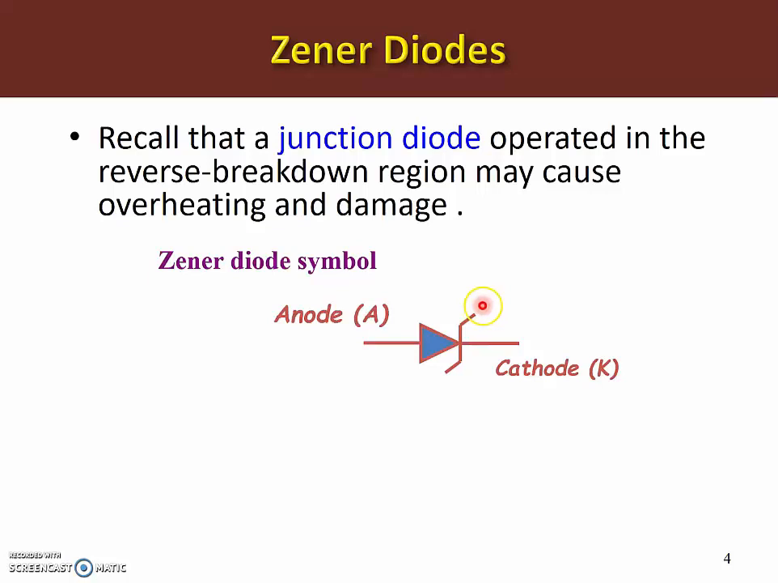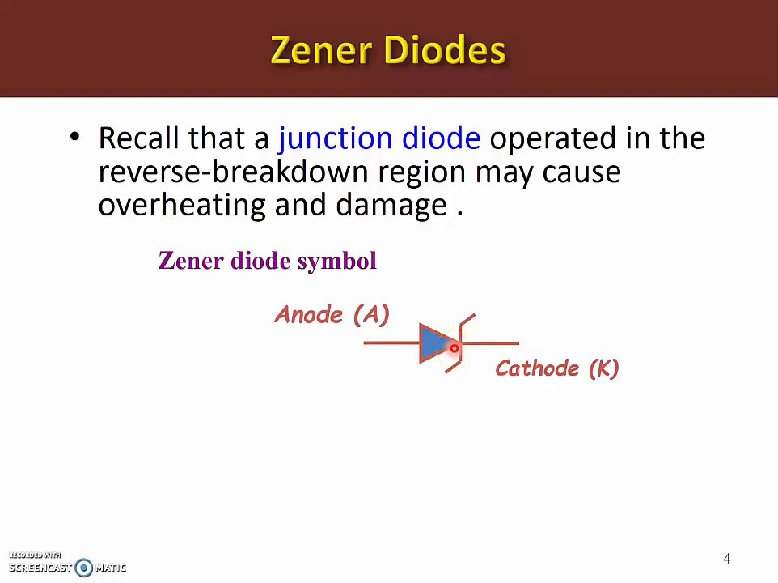This is a Zener diode symbol. Take a look at this bar. For an ordinary PN junction diode, this bar will simply be a straight line. This line indicates very little current can flow in this direction. The diode is reverse biased if the current tries to go this way.